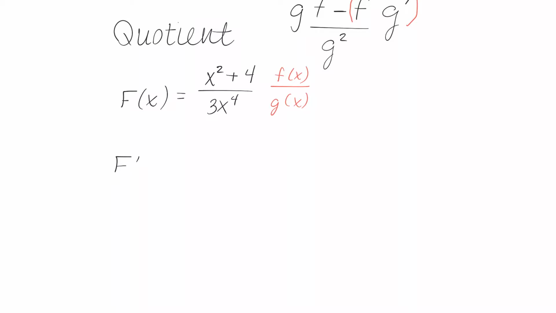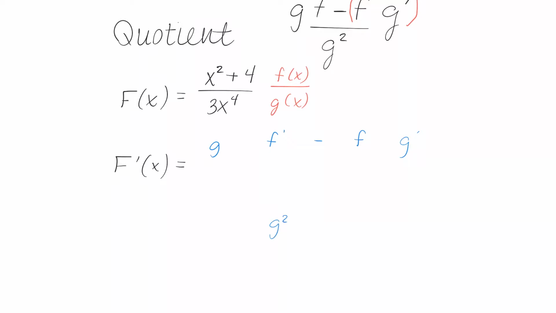All right, so f prime of x. So g, plain old g, is 3x to the 4th. Actually, if this trips you up, write yourself like a little template. G, f prime, minus f, g prime, over g squared. And then like fill in the blanks.